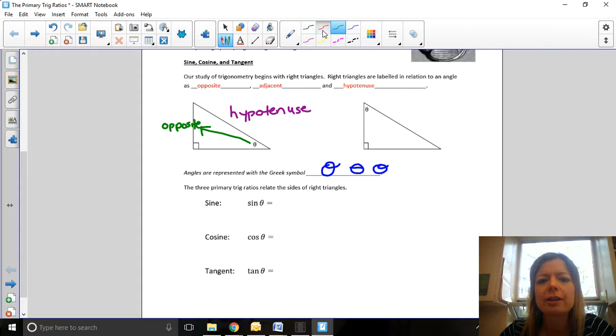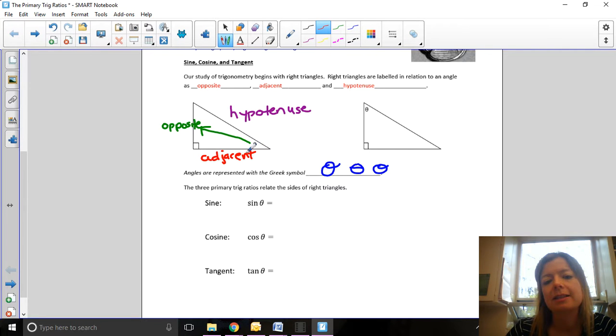Okay, and our third side length we call adjacent. Now, adjacent might not be a word that you use a lot, but it is just a normal English word that means next to something. So the adjacent side is next to the angle. So the opposite is opposite from the angle. The adjacent side is next to the angle. If you don't remember what adjacent means, that's fine. Just leave it for the end and it's the last one left.